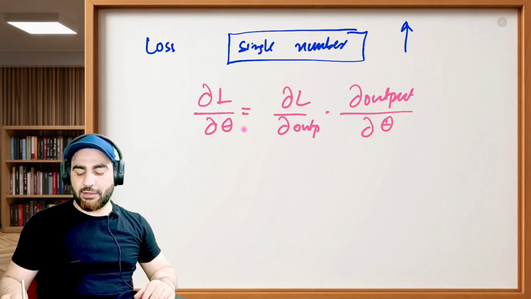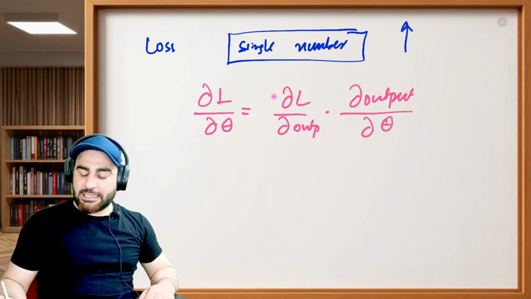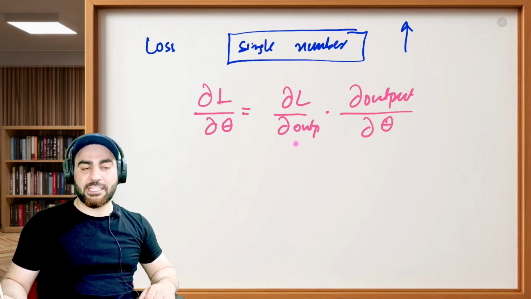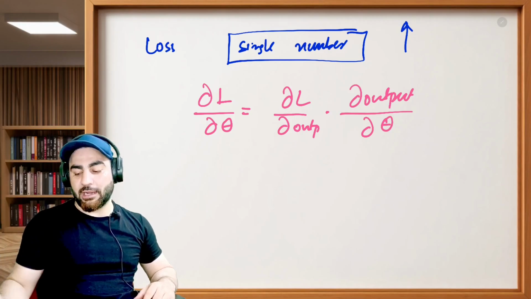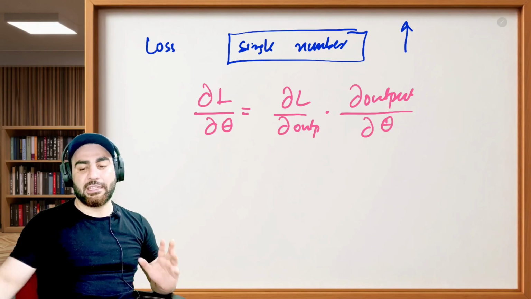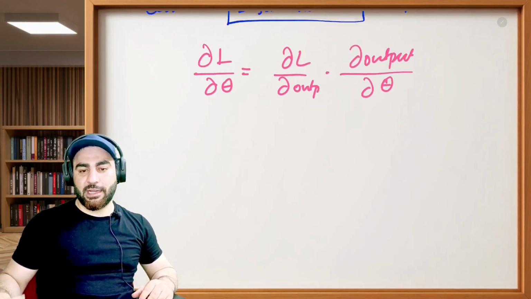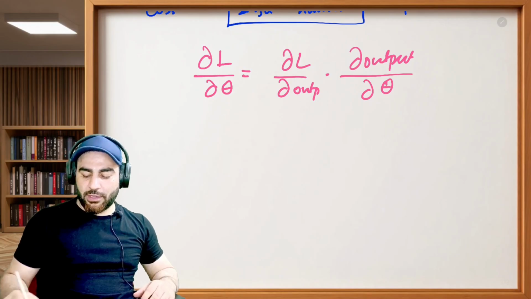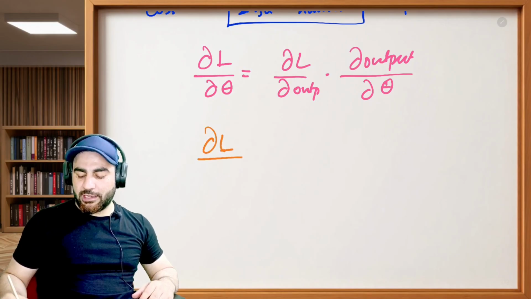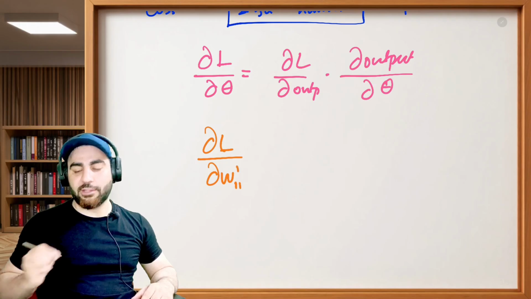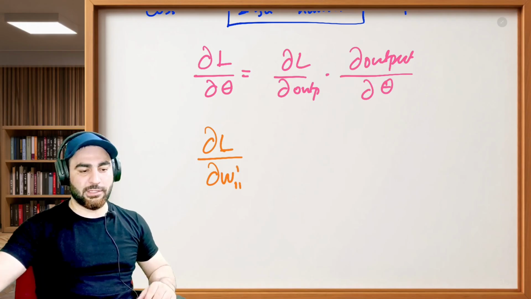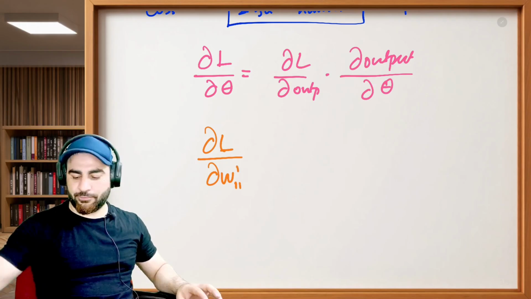Let's suppose you have these parameters θ. You will take the partial derivative of L with respect to the output, and then the partial derivative of the output with respect to θ, and then you will have to again use the chain rule. Consider a small example. Let's suppose you need to compute ∂L/∂W111, the first weight. Is everybody following me so far?